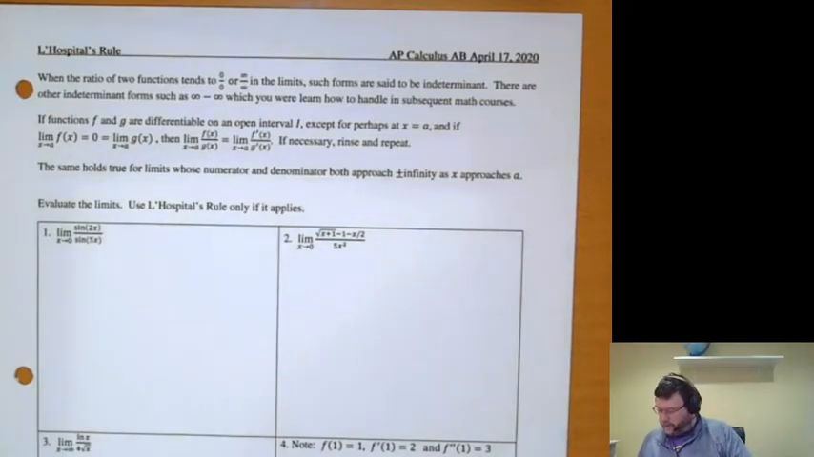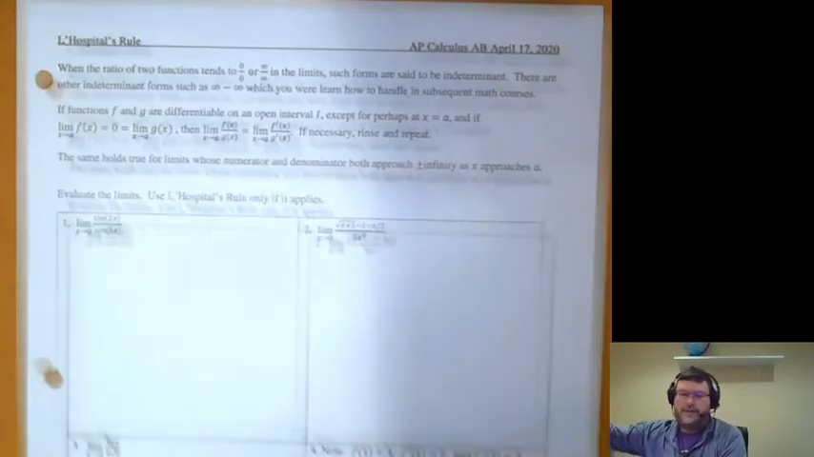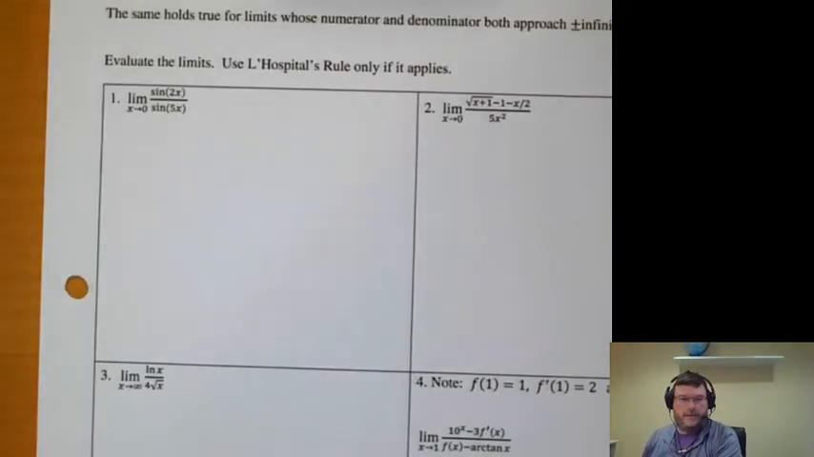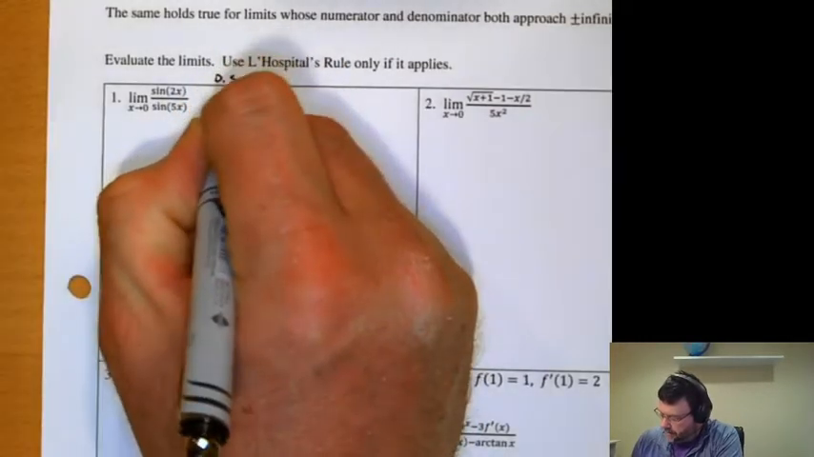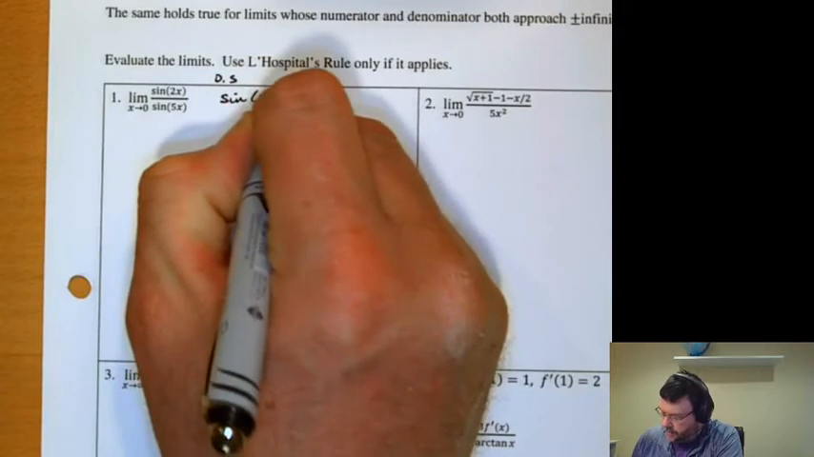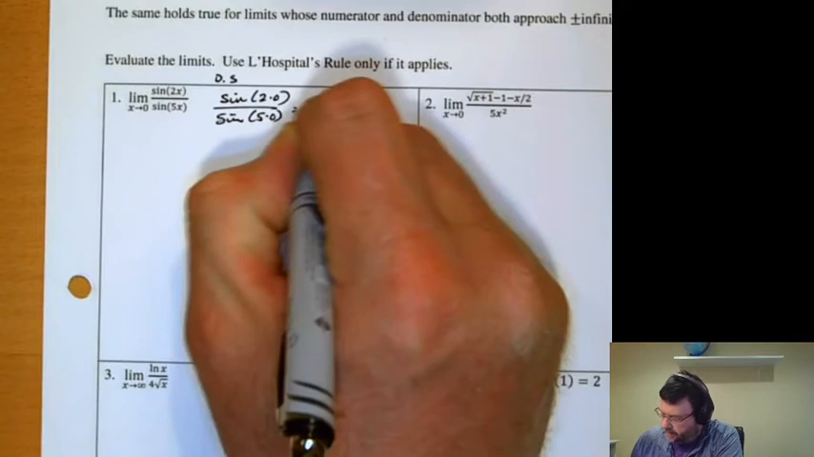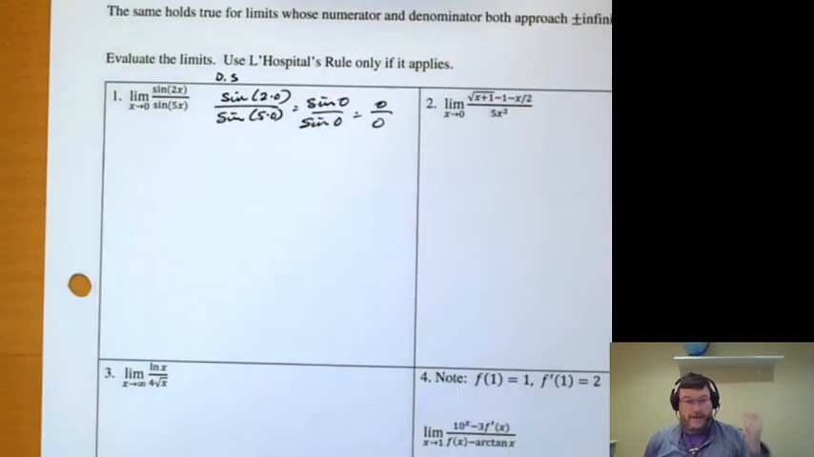So let's take a look at the first one. The limit as x approaches 0 of sine of 2x over the sine of 5x. Now, basically when we have done limits before, I'm going to zoom in a little bit on this. Okay, that's a little bit better. We would do direct substitution. And so sine of 2 times 0 over the sine of 5 times 0. And the sine of 0 over the sine of 0 is 0 over 0, which is the indeterminate form. So direct substitution doesn't work.